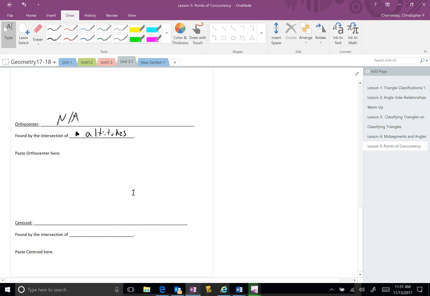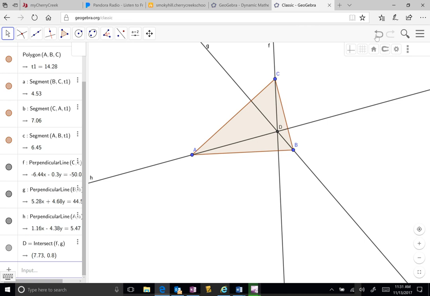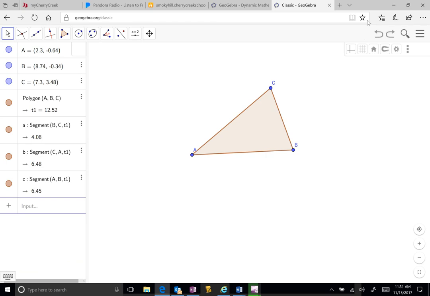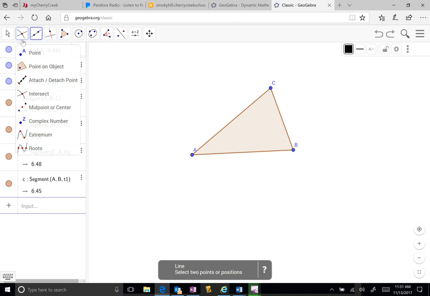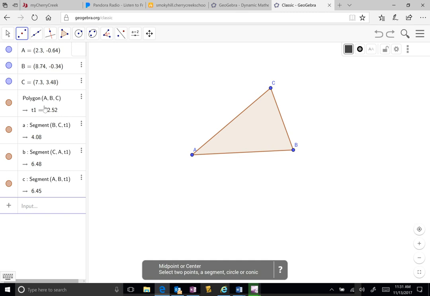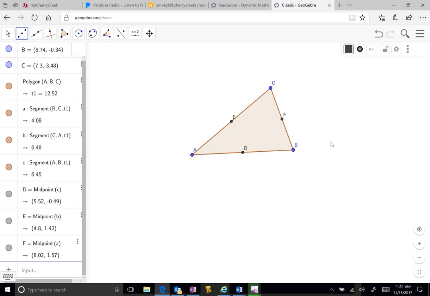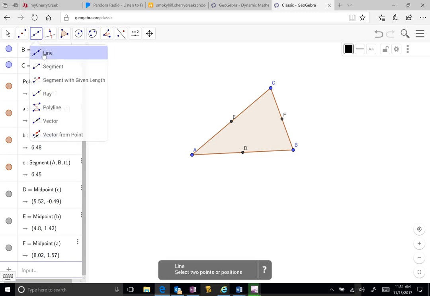The centroid is found at the intersection of our three medians. So let's go back to our triangle. We'll undo our orthocenter stuff. Now, a median is a connection from a vertex to a midpoint. So first we need to place some midpoints. If we go to our point menu, go to midpoint, and click on all three of our sides, there's all our midpoints. And then all we're going to do is connect those with lines.